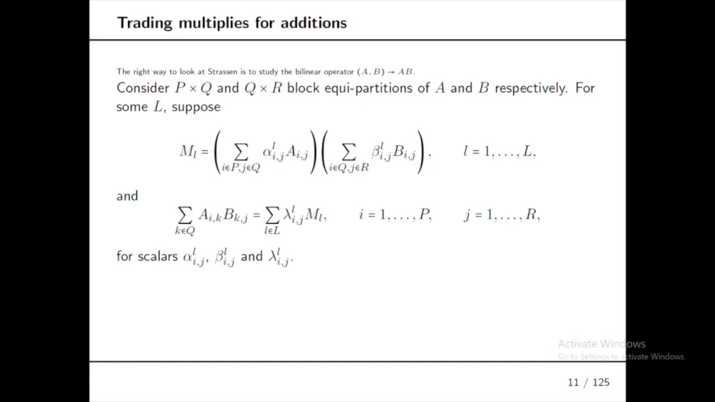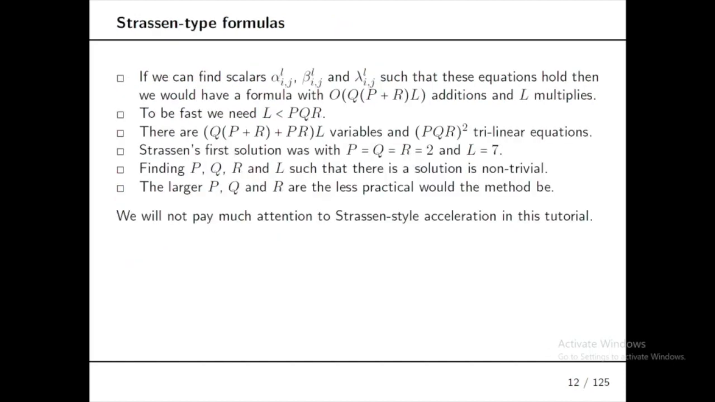Okay, how big should you pick the capital L? Well, if I did the naive way, then I would require P, Q, R capital M's to be computed. So you want to pick capital L to be strictly less than P, Q, R. Okay, so that determines the number of terms you want, right? So if P and Q and R were 2, then P, Q, R is 8, capital L would be 7, as was for Strassen style, right?